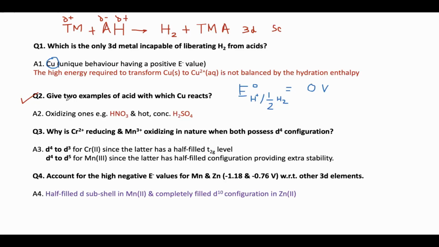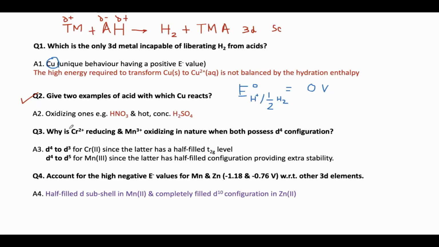No, because every rule in chemistry has some kind of anomaly or exception. Those have to be remembered very well. So here also an exception occurs, where copper actually reacts with an acid. So what are the acids?